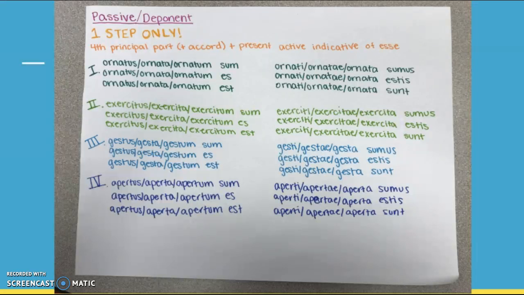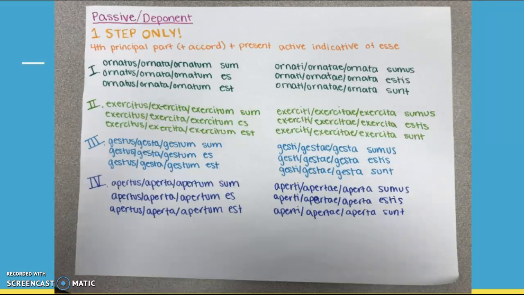For the passive or the deponent, you only have one step to form them. You must go to the fourth principal part, and then according to the number or the gender, you must add the accord. And then once you have done that, you must add the present active indicative of esse, which is to be. This is the same for verbs of all declensions.